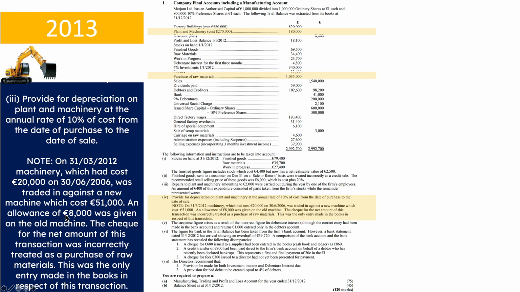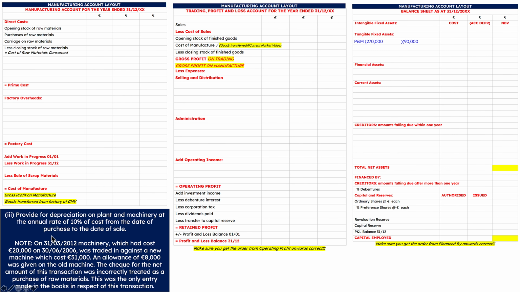Okay, so here, instead of treating the cheque as sale of scrap materials, which we've seen recently, it's now being treated as the purchase of raw materials by mistake. So we're going to fix the purchase of raw materials by taking the cheque for the net amount away, and it's €43,000. Where did I get that €43,000? Well, it's the cost of the new machine minus the allowance that the business got for it. So 51 minus 8 is 43,000.